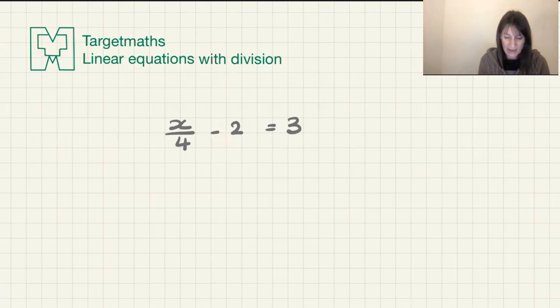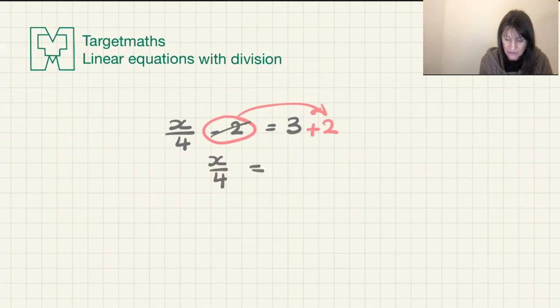So let's read this out. This says x divided by 4. Really tempting to say x over 4, but really try and call this divide, because that's what it is. X divided by 4, take 2. The last thing that came out of my mouth was take 2. So I'm going to circle it, drop it on the other side. It's got to land as its opposite, remember? So I've now got x over 4, that's gone, equaling 3 plus 2, which is 5.